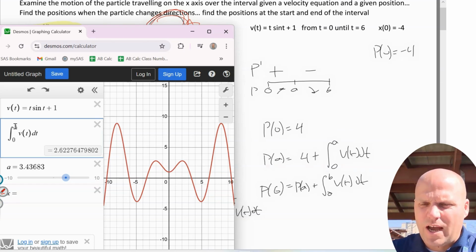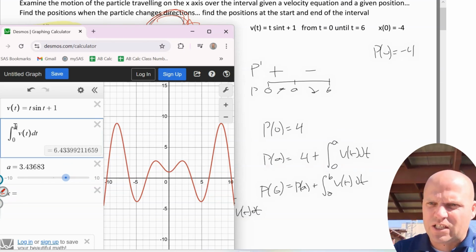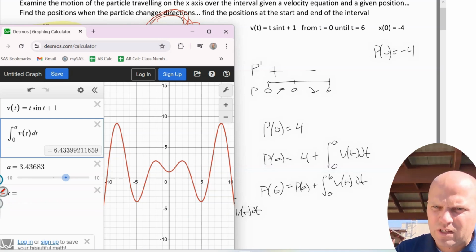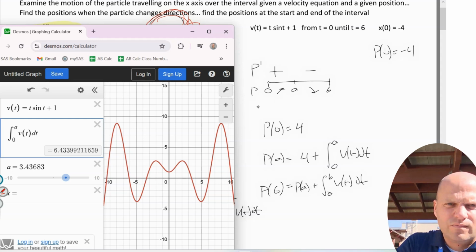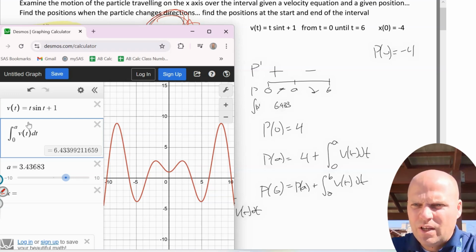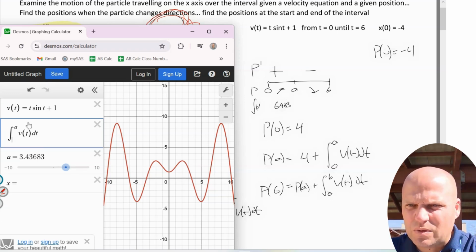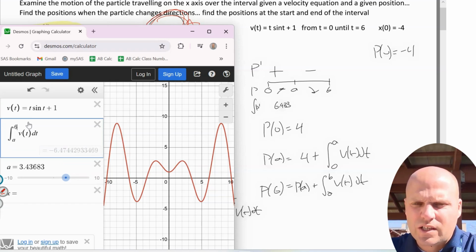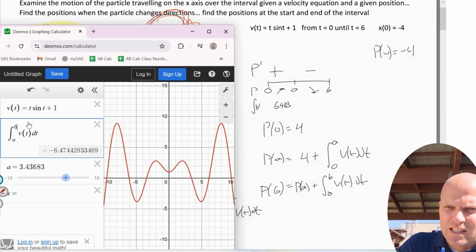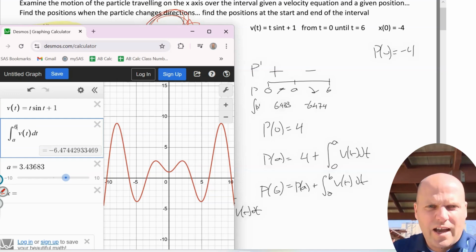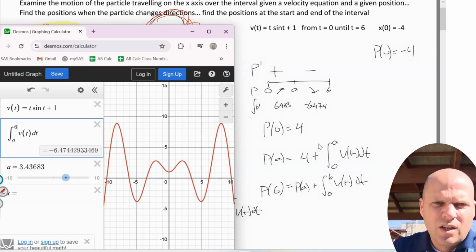All right, so we got the velocity. I'm accumulating my velocity from 0 to A. I get 6.433. Accumulating my velocity, meters per second times seconds, meters. Boom. That's how much I go up. And then we'll go from A to 6, which is negative. Makes sense. Negative 6.474. I end up to the left of where I start.